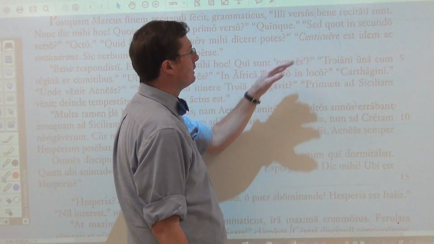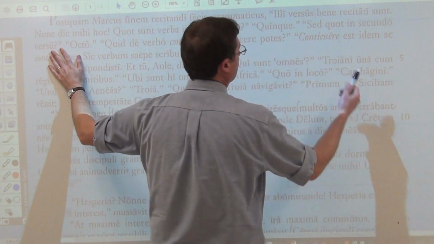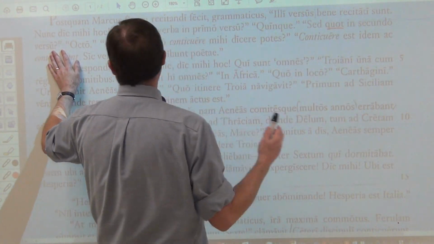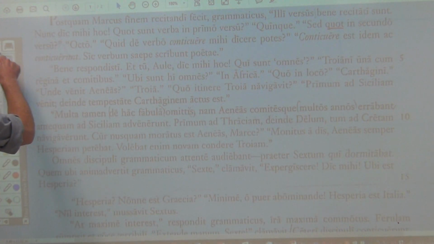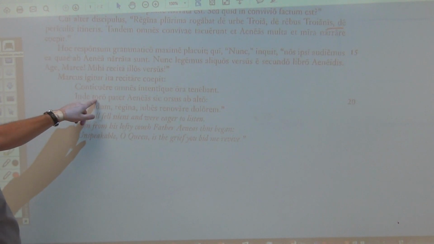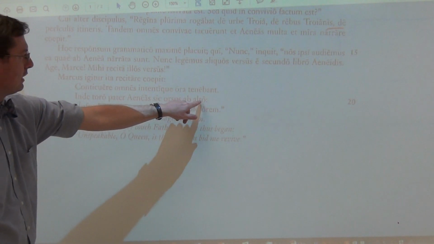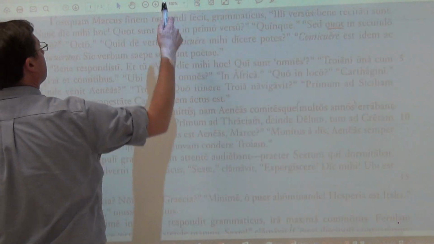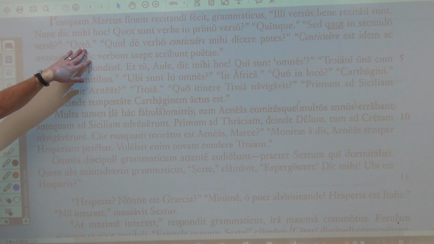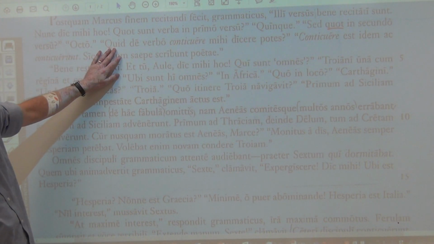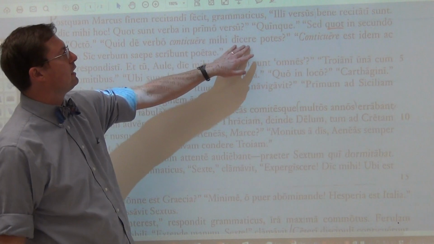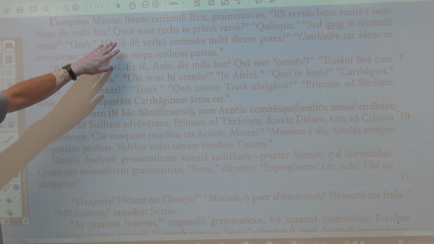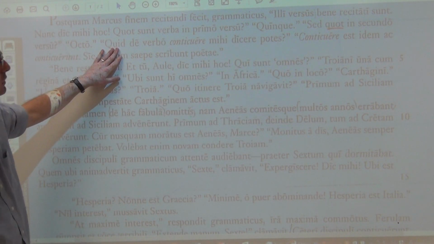Then the teacher again asked, quot in secundo verso, but how many in the second verse? And we go back and look again. 1, 2, 3, 4, 5, 6, 7, 8, and let's see if they come up with an answer. Octo. Quid de verbo conticuere mihi dicere potes? What? Quid means what, of course.